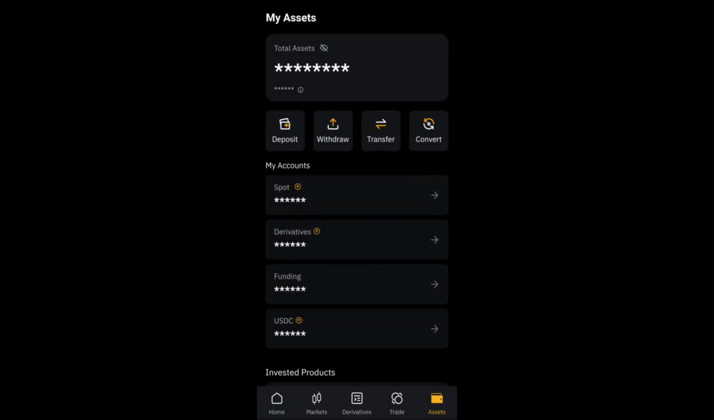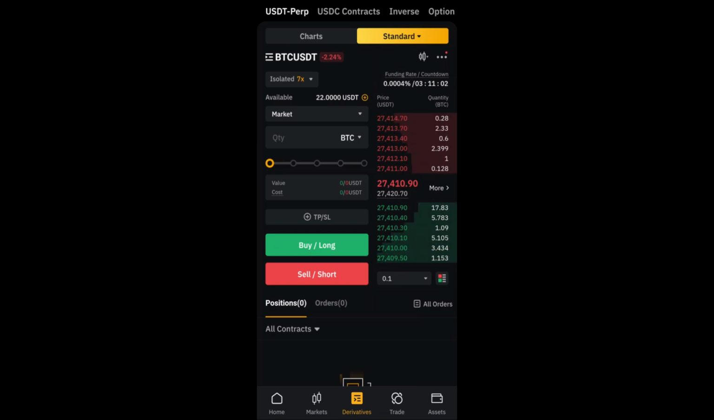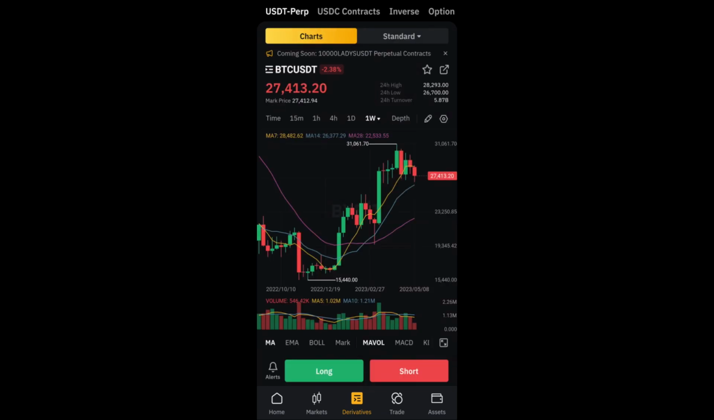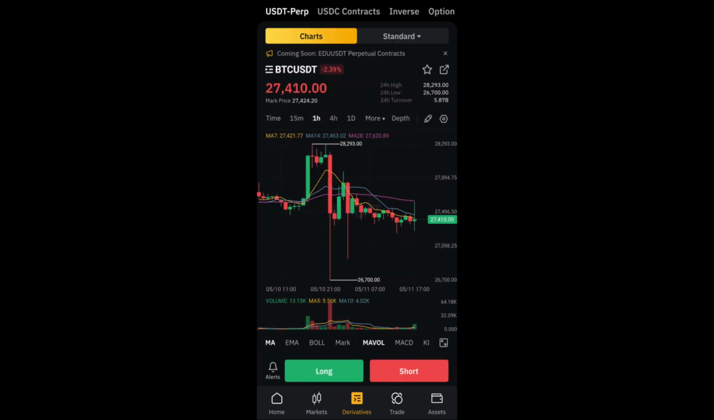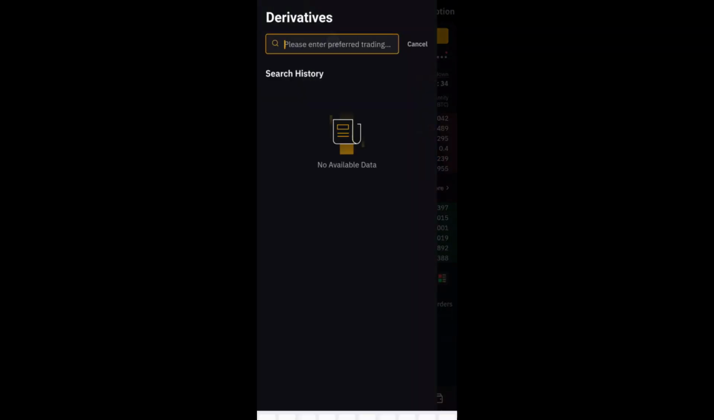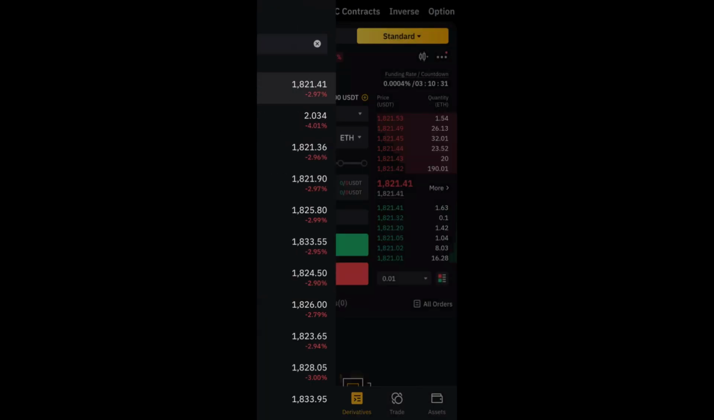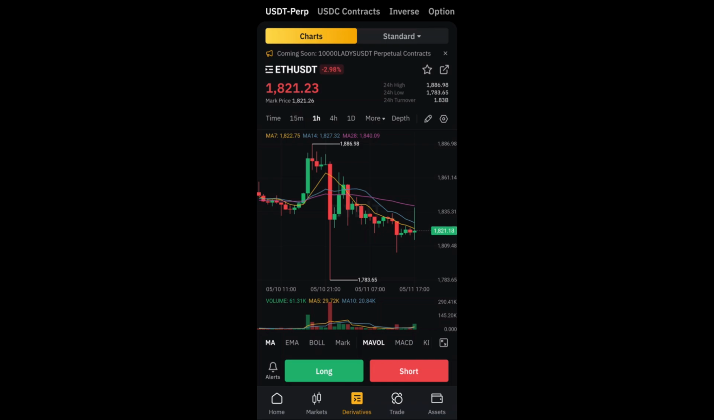Now down below in the middle you'll find an option called derivatives. So click on that. This is where you carry out all your future trades, okay? Now at the top, you have this charts option. Whichever coin you select for trading, you can check that coin's graph here. For example, I'll select Ethereum coin. So you can see the Ethereum chart here.